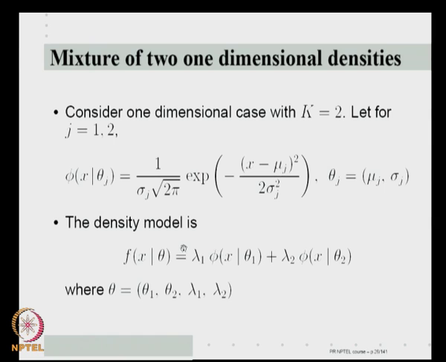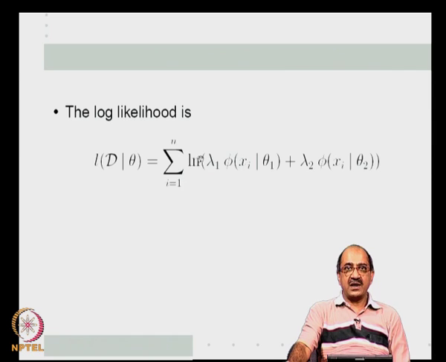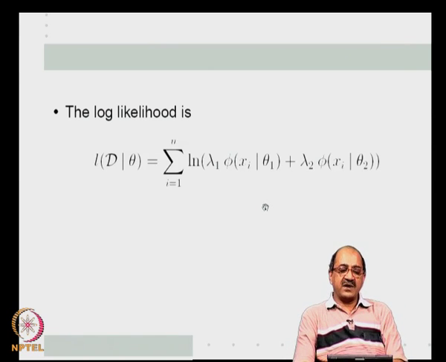That will be my parameter vector. Now, what is the log likelihood? As we have just seen, it is the summation over i equal to 1 to n of ln of lambda 1 phi of x_i given theta 1 plus lambda 2 phi of x_i given theta 2. So, this is what I have to differentiate with respect to various components of theta.